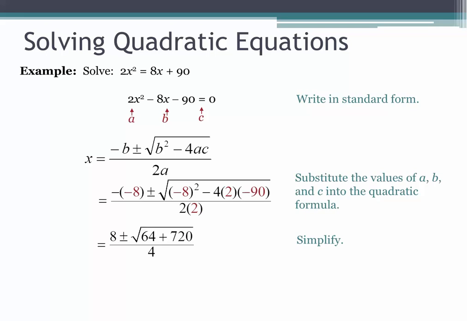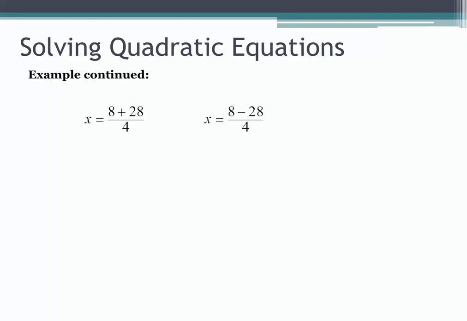Not quite done. Still some simplifying to do. 64 plus 720 is 784. Use your calculator on this one. The 784 is a perfect square. Square root of 784 is 28. So we have 8 plus or minus 28 divided by 4, which can be pulled apart. So we have 8 plus 28 divided by 4, and 8 minus 28 divided by 4.